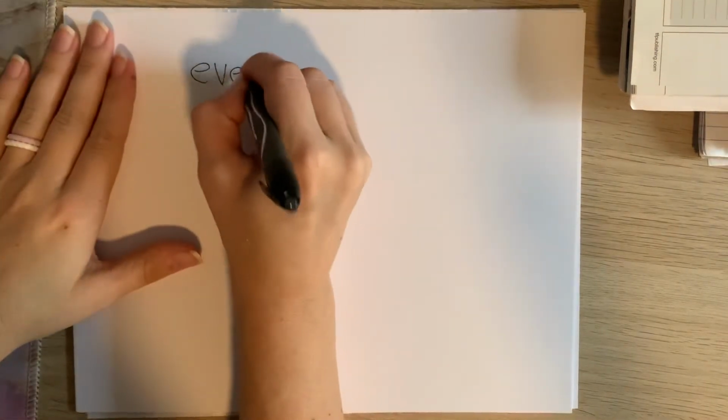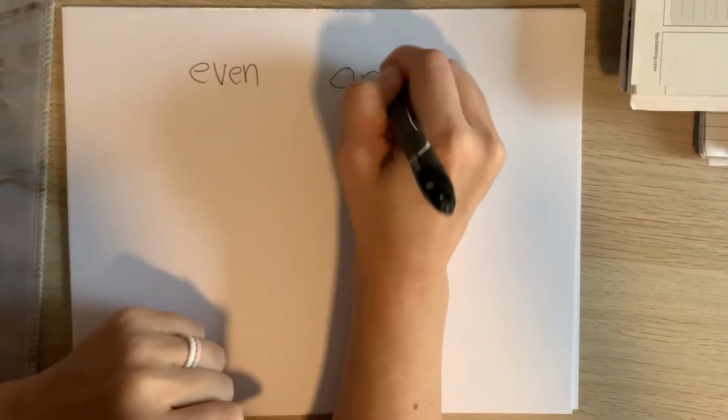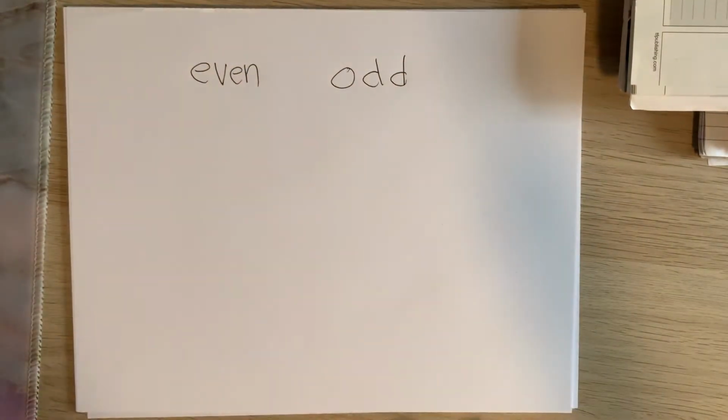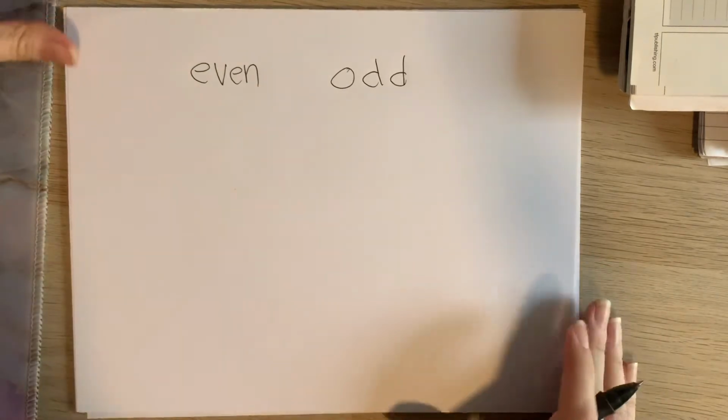Alright, we're going to talk about even and odd functions. We're going to talk about how to determine if a function is even or odd by its graph and then by using algebra.